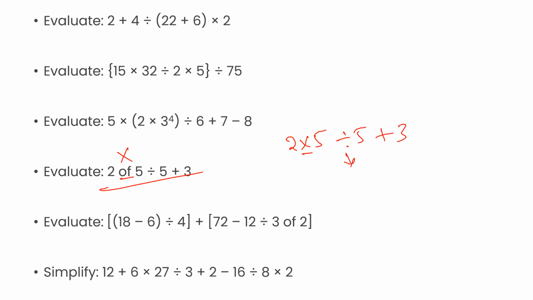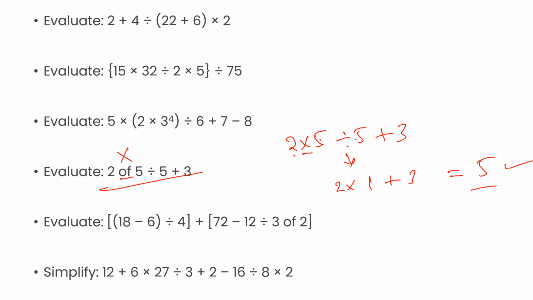First, this one. Don't do 2 into 5, 10, 10 by 5, 2 plus 3, 5. That is the wrong way. First, you have to do 5 divided by 5. What is 5 divided by 5? 1. 2 into 1, 2. 2 plus 3, 5. 5 is the answer. You can say 2 into 5, 10, 10 divided by 5, 2, 2 plus 3, 5. Okay, fine. For this, it is correct.